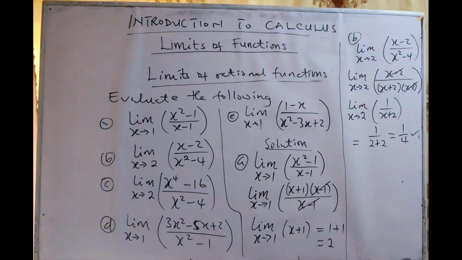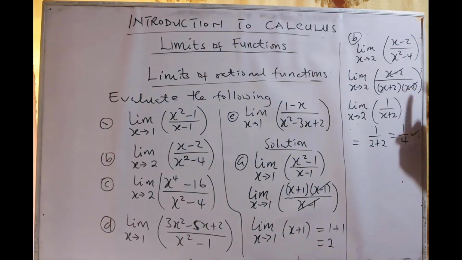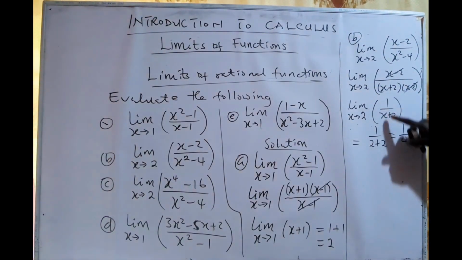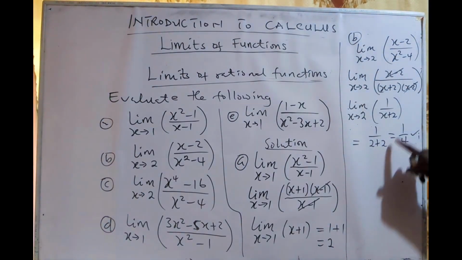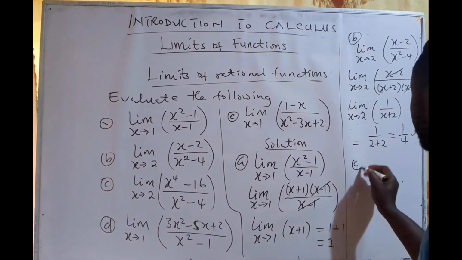So the limit of the function (s minus 2) over (s squared minus 4) is 1 over 4. You make sure you factorize. You can factorize the denominator, (s plus 2)(s minus 2). This will cancel this. So here will be 1 over (s plus 2), and you substitute 2, and you get 1 over 4. All right. Then let me go to the C.